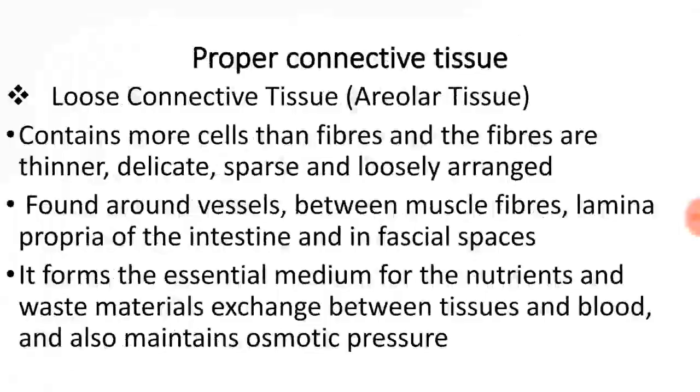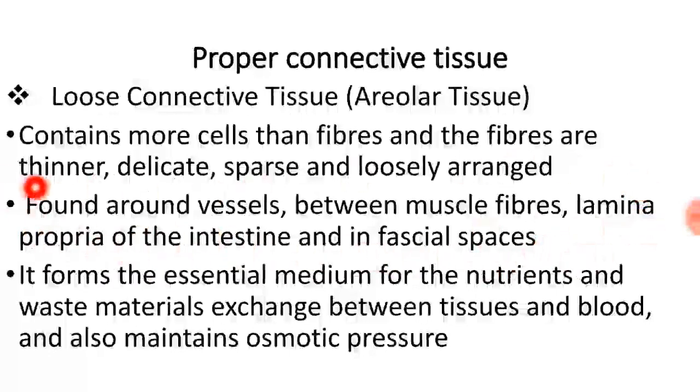Let us see the loose connective tissue, or areolar tissue. It contains more cells than fibers, and the fibers are thinner, delicate, sparse, and loosely arranged, spread in various places. They are found around vessels, between the muscle fibers, in the lamina propria of the intestine, and in fascial spaces.